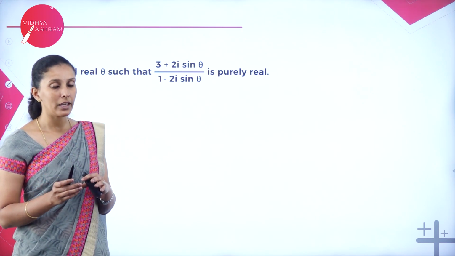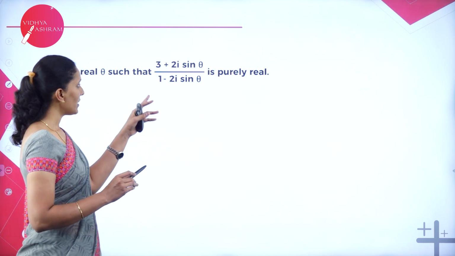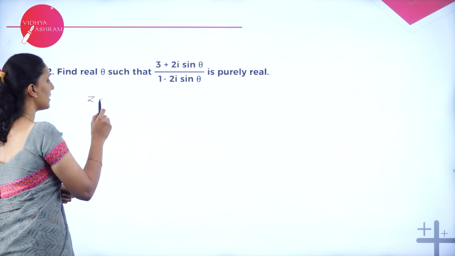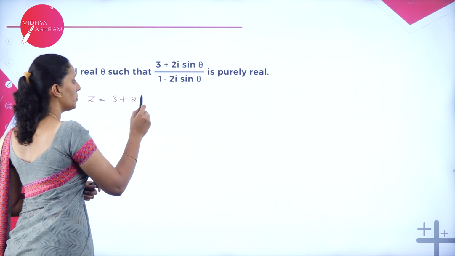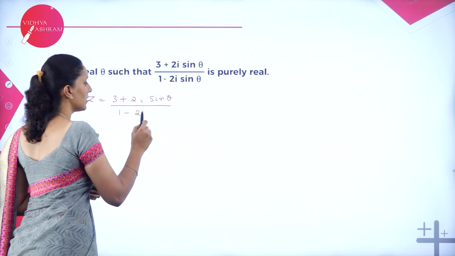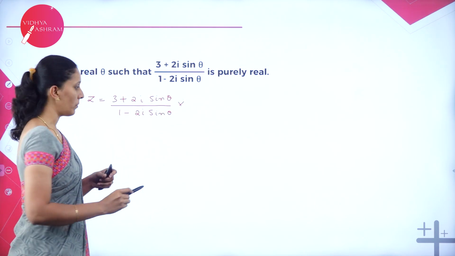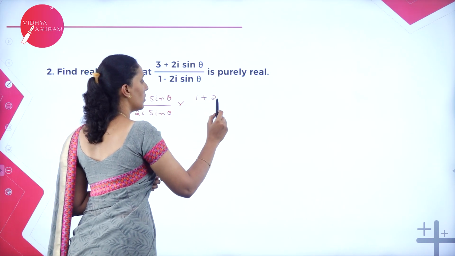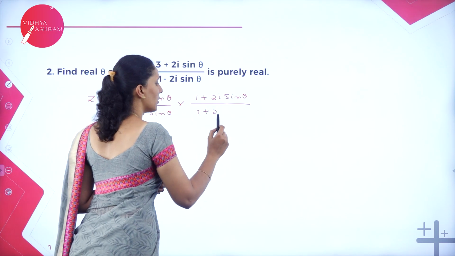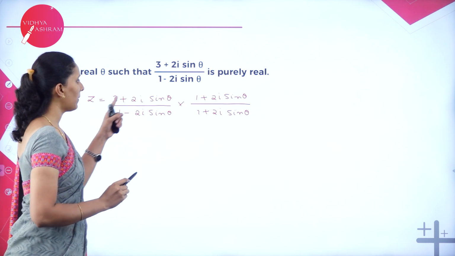When I say purely imaginary, the real part will be equal to 0. So first let us reduce it into the simplest form. So we have here z is equal to (3 plus 2i sin theta) whole divided by (1 minus 2i sin theta). Multiply with the conjugate of the denominator, that is 1 plus 2i sin theta divided by 1 plus 2i sin theta. So multiply the numerator.